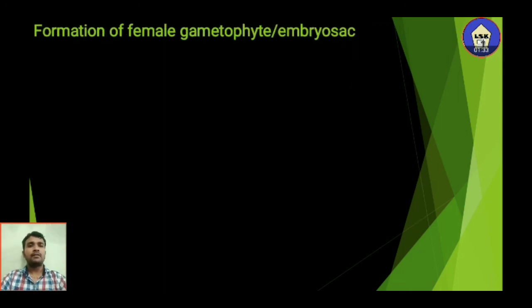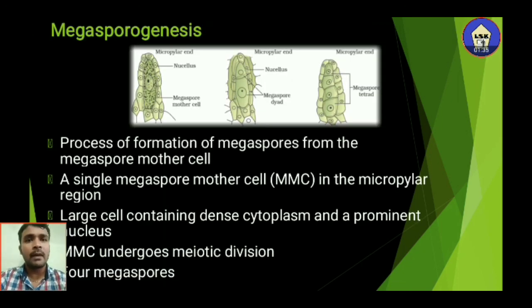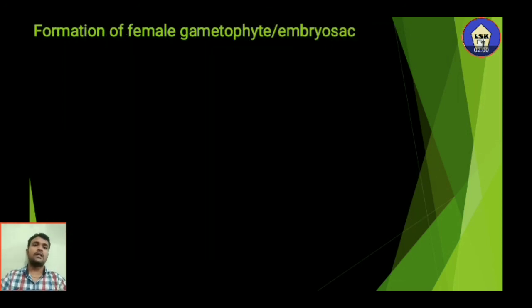See, in the previous case, here only one megaspore is found. One of the nucellar cells present towards the micropylar end acts as a megaspore mother cell. So that undergoes first meiosis, leading to the formation of two cells. Then both the cells again undergo the second step of meiosis, meiosis 2, and that leads to the formation of four megaspores.